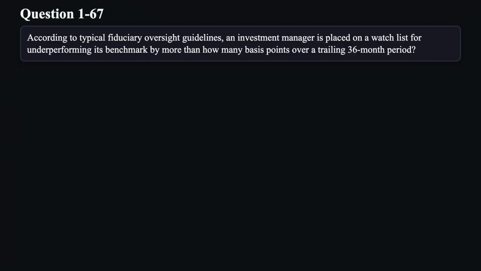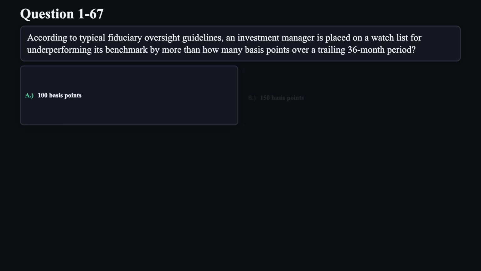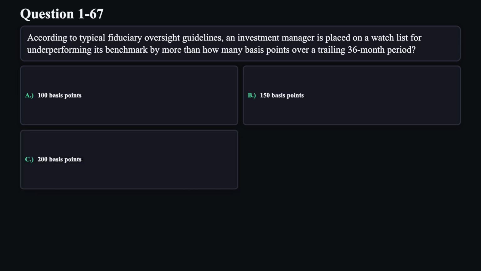Question 67. According to typical fiduciary oversight guidelines, an investment manager is placed on a watch list for underperforming its benchmark by more than how many basis points over a trailing 36-month period? A. 100 basis points. B. 150 basis points. C. 200 basis points. D. 250 basis points.